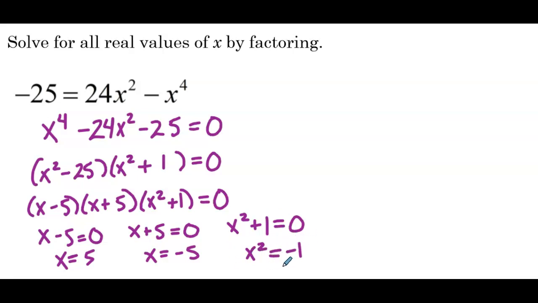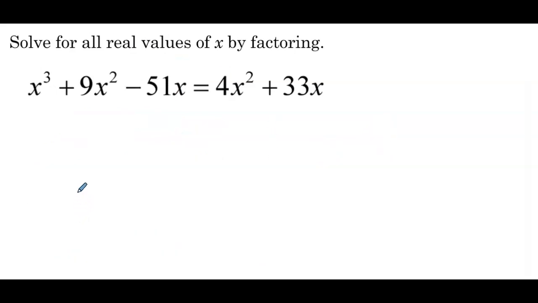And if we stop and think for a second, we're trying to square a number and get a negative value. Well, squaring means multiplying a number by itself. And anytime we do that, whether the number is positive or negative, our result will always be positive. So there is no real solution to x squared equals negative 1. So that means that we have only two answers, and those answers are negative 5 or positive 5.